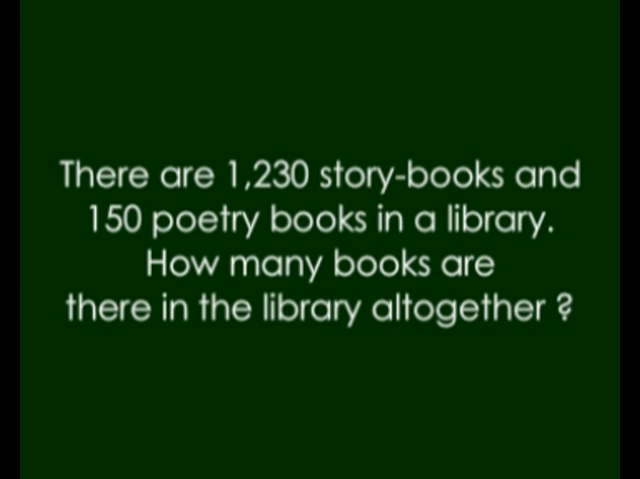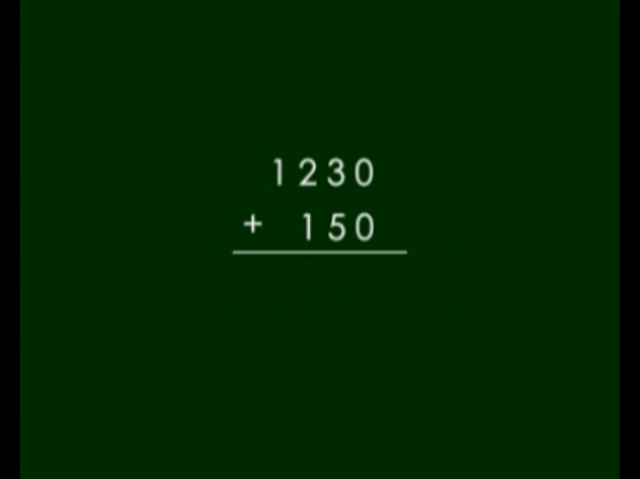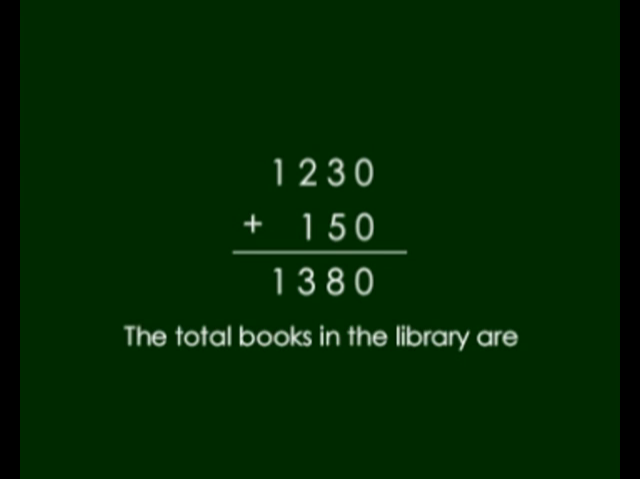Exercise. There are 1230 story books and 150 poetry books in a library. How many books are there in the library altogether? We have to add both the numbers. 1230 plus 150. Starting the addition from units place, 0 plus 0 is 0, 3 plus 5 is 8, 2 plus 1 is 3 and 1. So the answer is, the total books in the library are 1380.